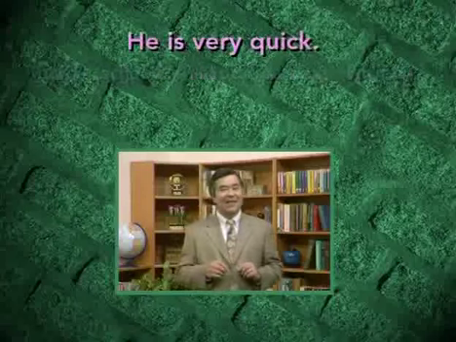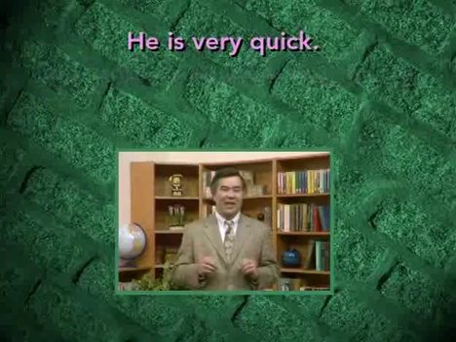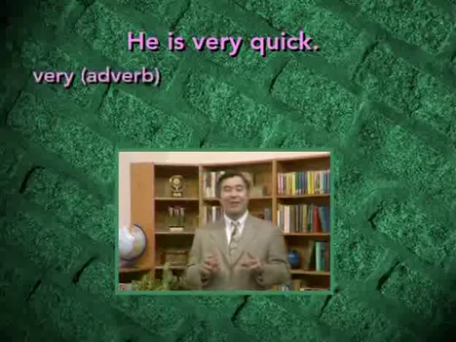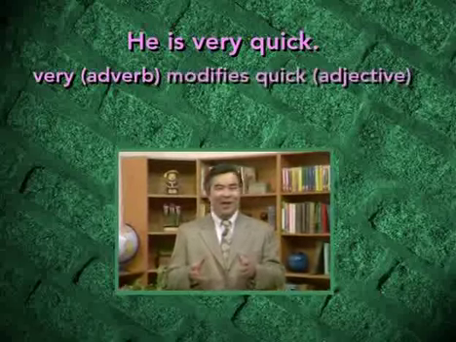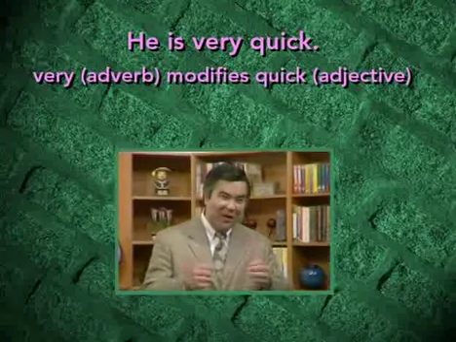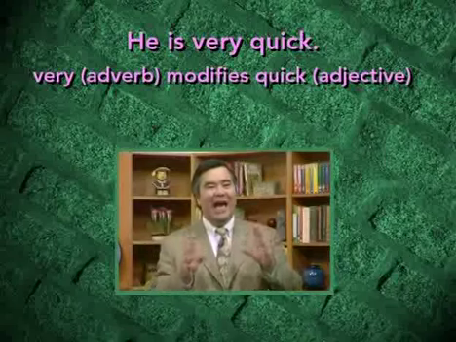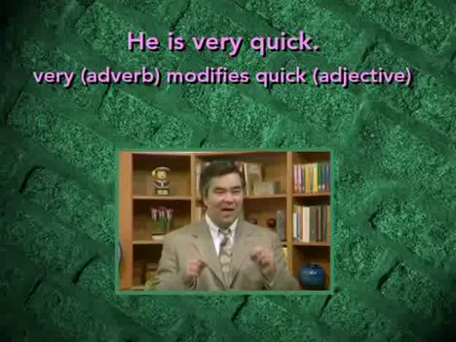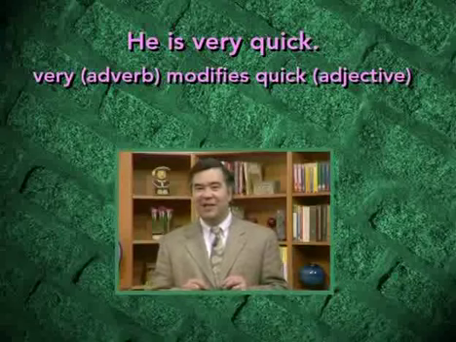Now what about this sentence? He is very quick. This is the same sentence except that the word very has been inserted. What part of speech is the word very? Well, very is an adverb. It's one of the more common adverbs, and in this case, the adverb very modifies or refers to the adjective quick. How quick is he? He's very quick. It gives us more information about that adjective. It tells us exactly how quick he is. So in this case, we have an adverb very, which modifies an adjective. That illustrates how an adverb can sometimes modify an adjective.